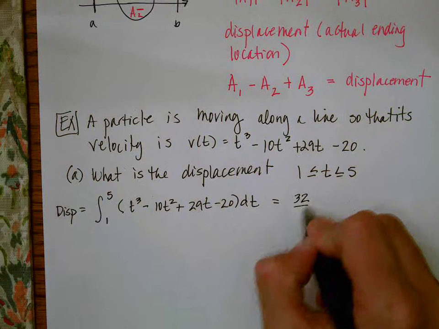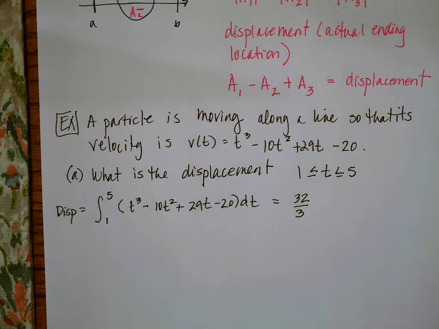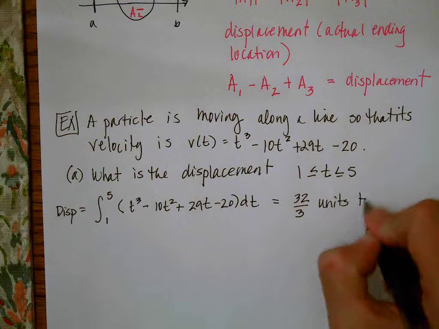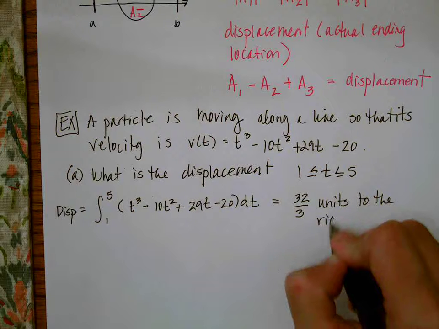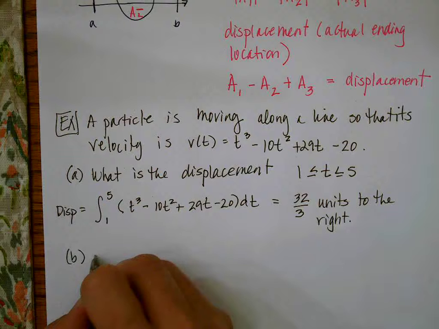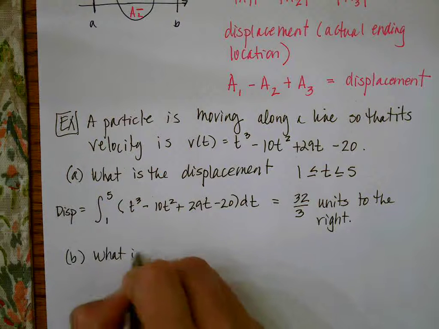If I do this math either by hand or in my grapher, then I would get that my total displacement is 32 over 3. And that would be, because it's positive, I would go 32 over 3 units to the right, meaning that the net effect is from my beginning location to my ending location. I move 32 over 3 units to the right.